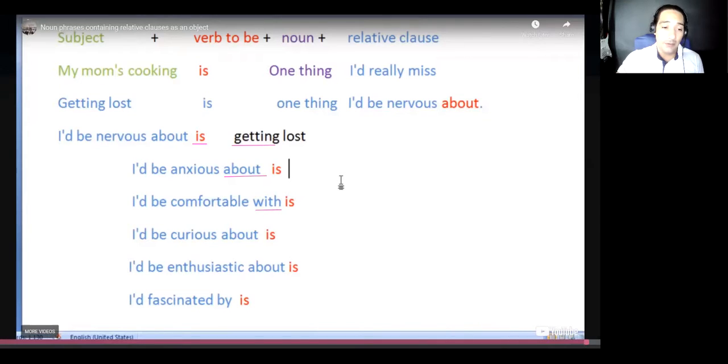about también. I'll be comfortable about getting a new job, pero yo rompería la regla de ocupar el verbo to be, ya sería otro tipo de expresión, ya no estaríamos hablando de noun clauses, me saldría de este contexto. Okay, I'll be comfortable about getting a new job. Bueno, no, sí se puede.